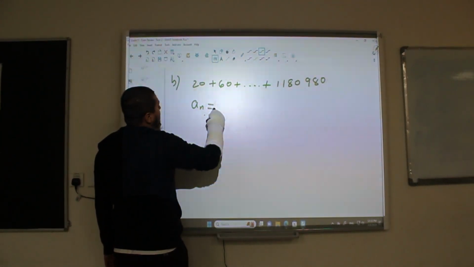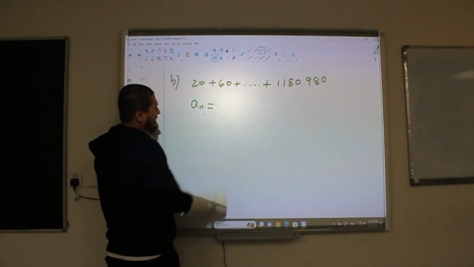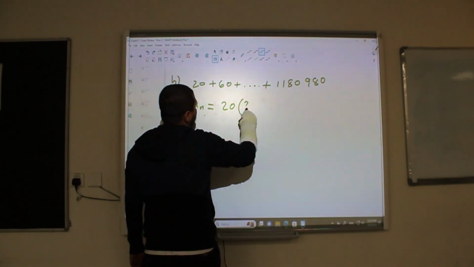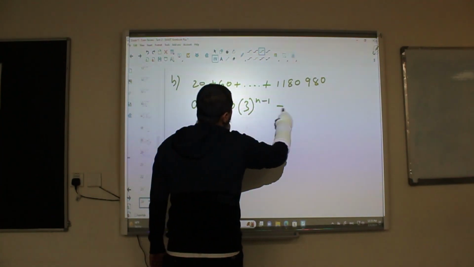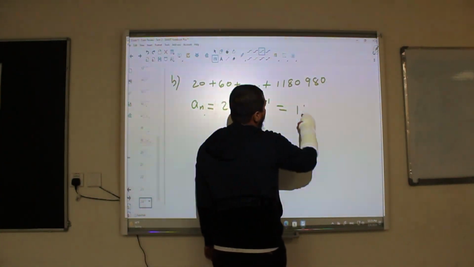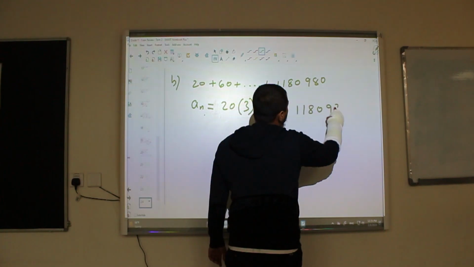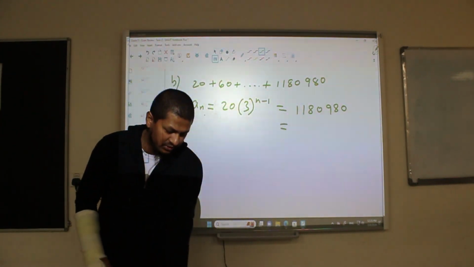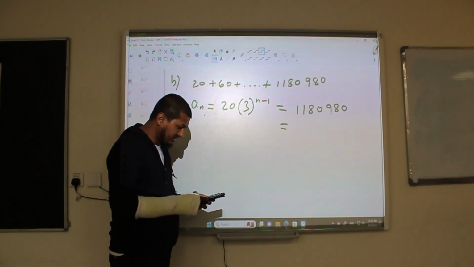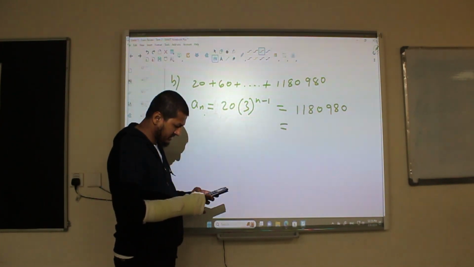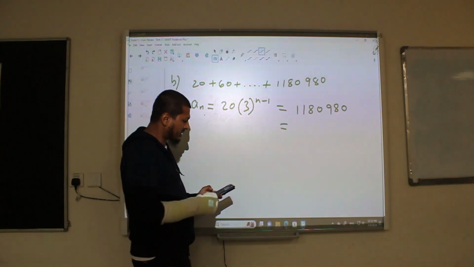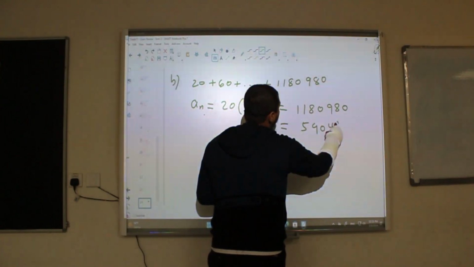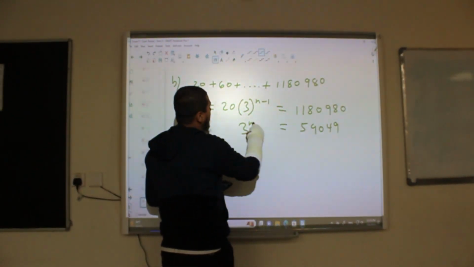So AN equals, what's A1? A1 is 20. What's the common ratio? 60 divided by 20, which is 3, to the power n minus 1, which is equal to the last term, 1180980. Now if I take this and divide it by 20, I'm getting an answer of 59049, which is 3 to the power n minus 1.